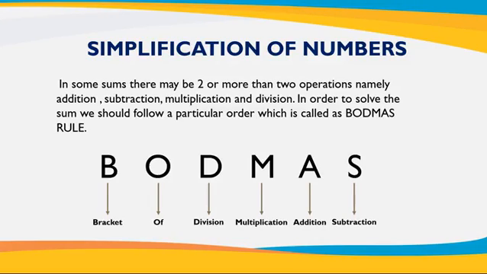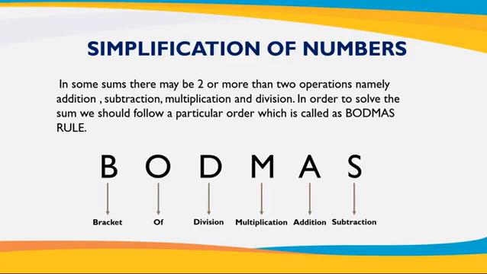The next topic is simplification of numbers. You will learn how to simplify numbers and what is simplification. In some sums, there may be 2 or more than 2 operations, namely addition, subtraction, multiplication, and division. In order to solve the sum, we have to follow a particular order which is called the BODMAS rule. BODMAS stands for bracket, of, division, multiplication, addition, and subtraction.